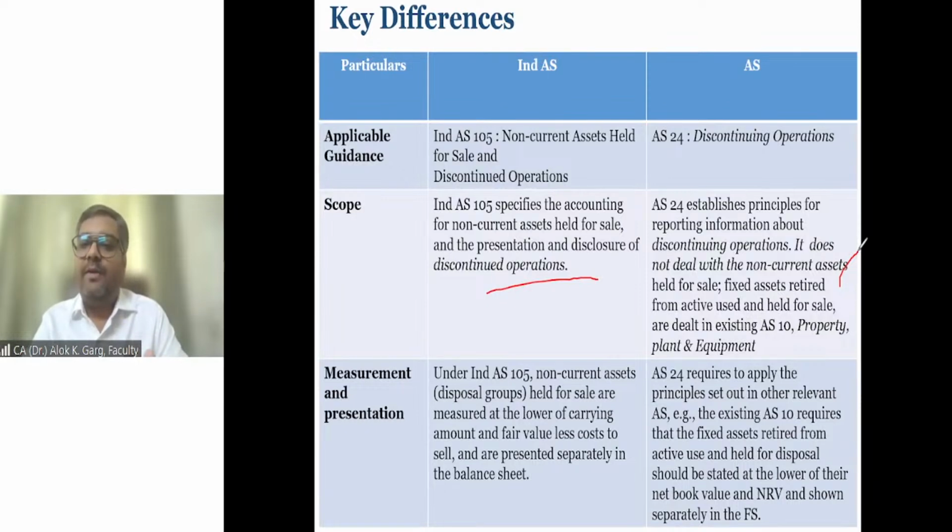Which cover property, plant and equipment and intangible assets. So in AS 10 and AS 26, detailed guidance is not provided, right? Coming to the measurement, Ind AS 105 talks about measuring this asset at the lower of carrying value and fair value less cost to sell. But AS 10 and AS 26 talk about measuring the asset at the lower of net book value, which is of course carrying value, and net realizable value. In accounting standard, the term net realizable value is used. In Ind AS and IFRS, the term is fair value less cost to sell. Right? So this is a difference between Ind AS and accounting standard.